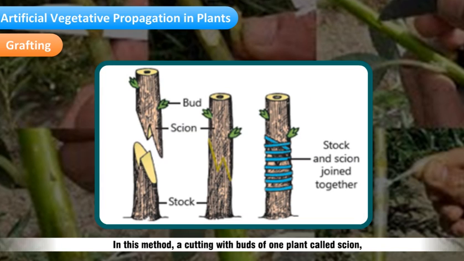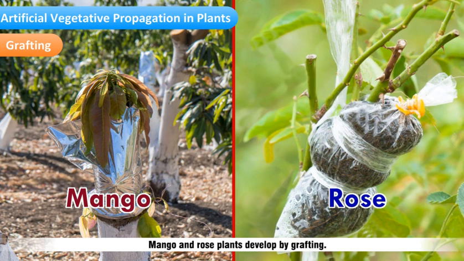Grafting. In this method, a cutting with bud of one plant called scion is kept over the cut stem of a rooted plant called the stock, and they are firmly tied together. After some time, the tissues of scion and stock join together and form a new plant. Mango and rose plants develop by grafting.